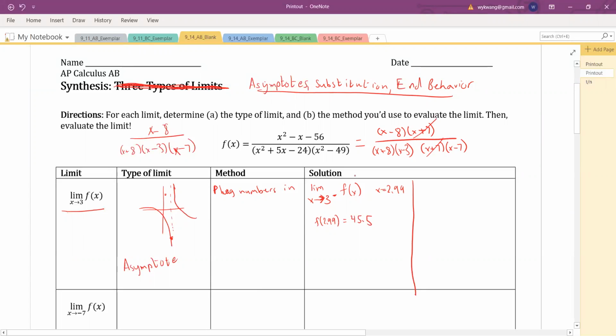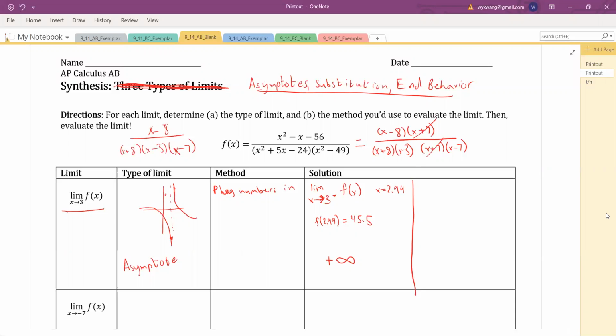So just in the chat really quick, if you see a number like 45.5, where would this limit be going? Yep, exactly right. It's going to positive infinity. And all we did to find that out is we didn't prove it necessarily. We just plugged in a number that's really close to the asymptote and saw that it's going up, going really positive. So it's going to positive infinity.